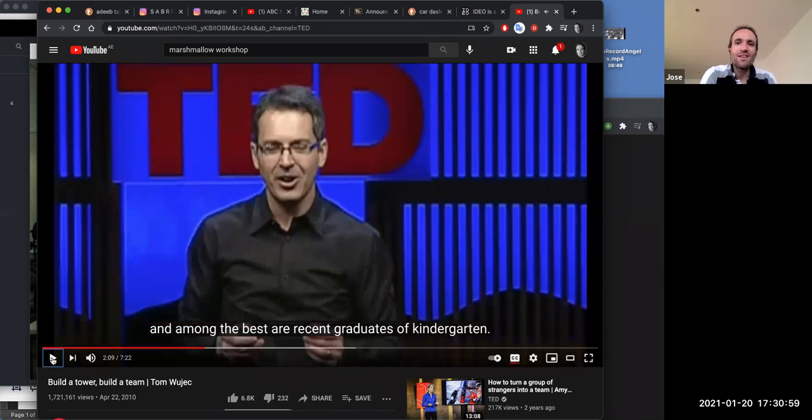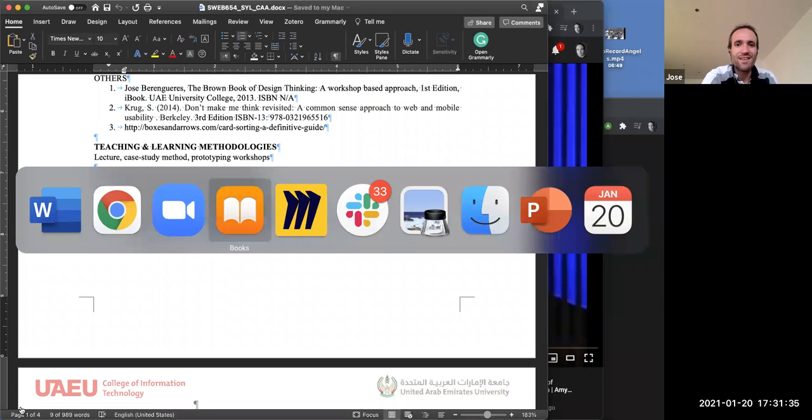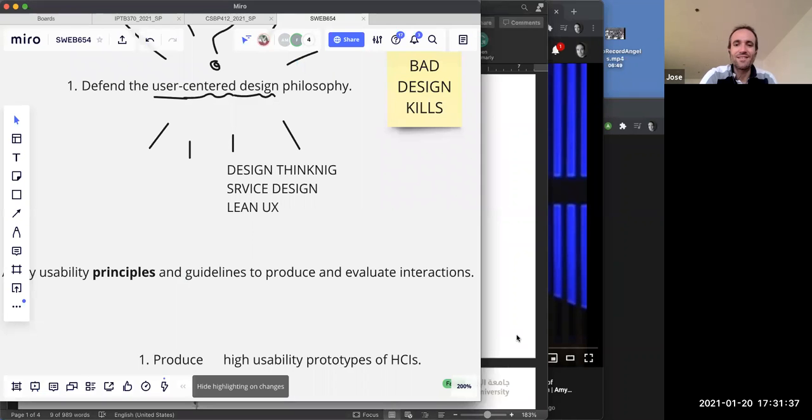So who do you think is good at this game, building the tower? I give you choices: engineers, students of engineering, students of architecture, old people, young people. Who do you think is good at this? You can type in the chat. If you get it right, you get a bonus point. No one? Kids? That is correct. Yes, that is correct.